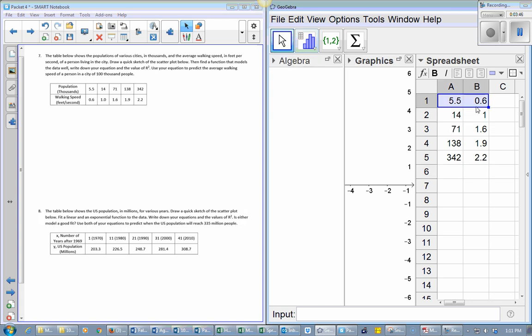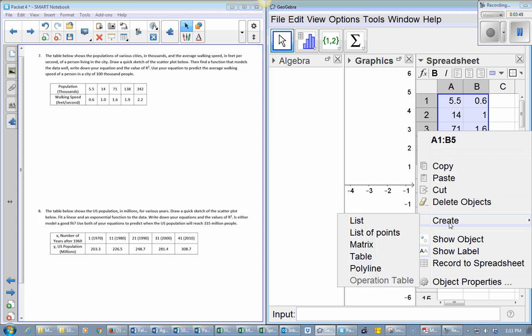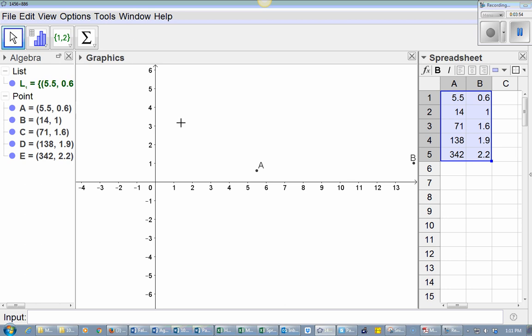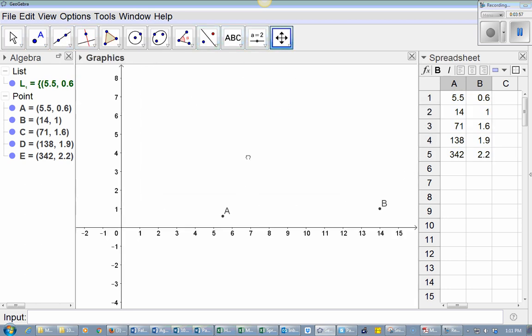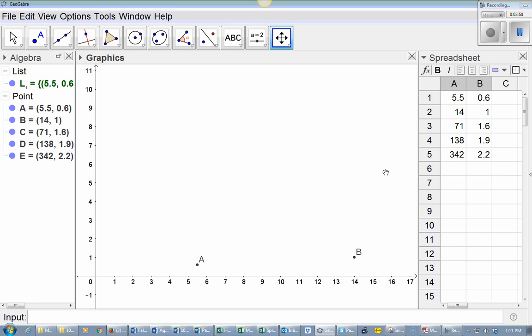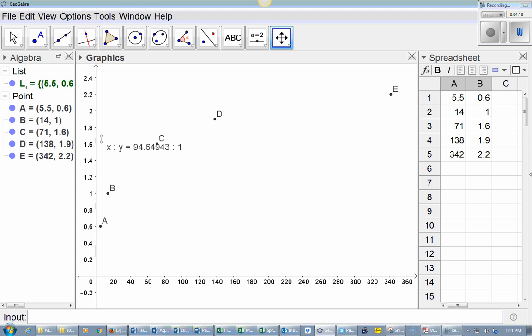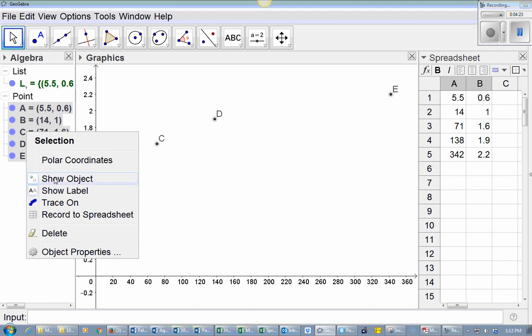Okay, so I'm going to highlight my data, right click, create list of points. And then I just need to change my window to make this see all my data. So my x's go from about 5 to 342. So I need to show a lot more x values here. There we go. And then y's, a max of 2.2. So we'll go to maybe 2.5-ish. And I'm going to hide my labels on my points.